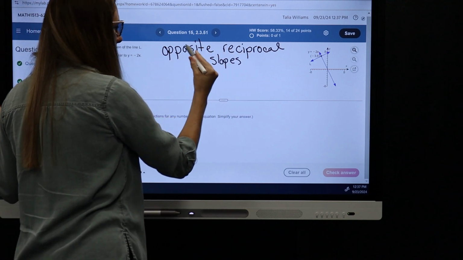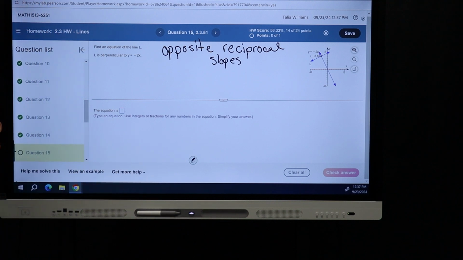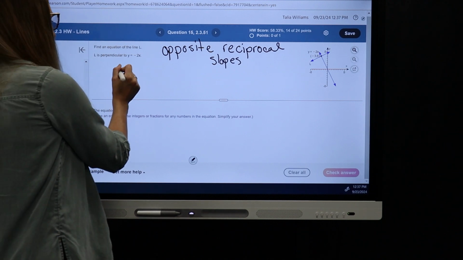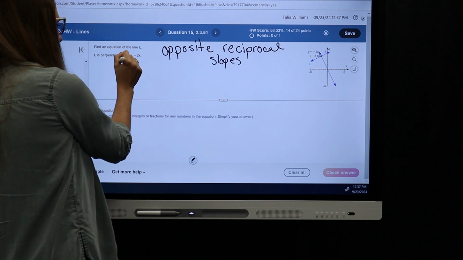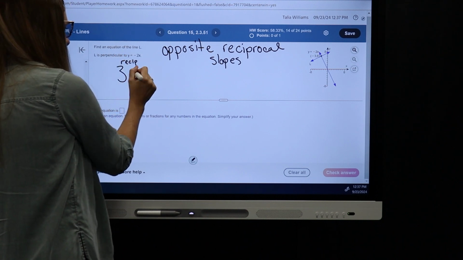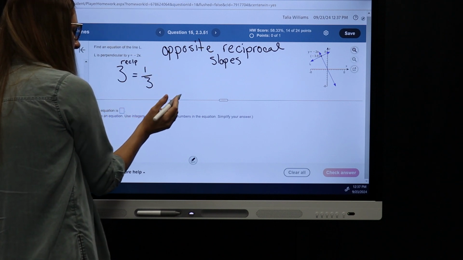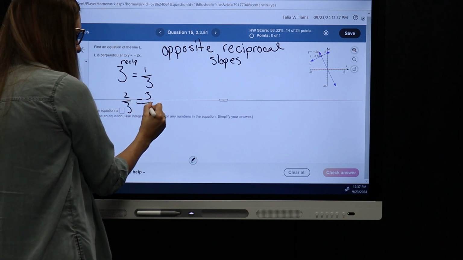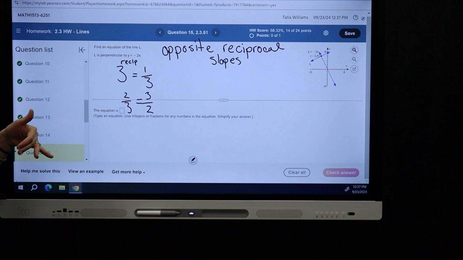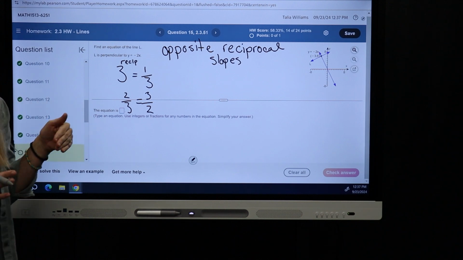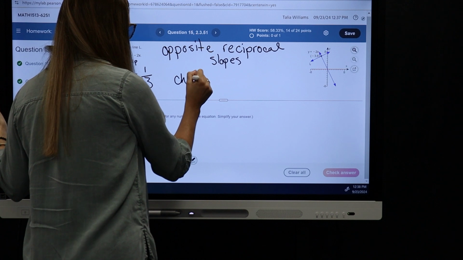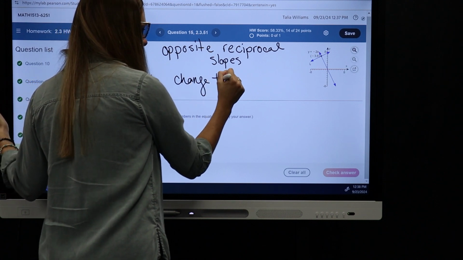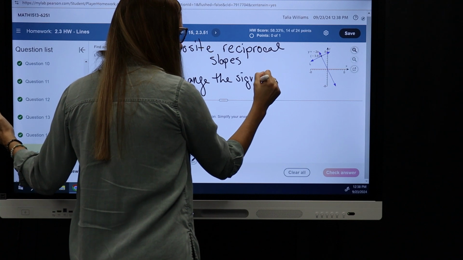All this means the opposite of something, if something is positive, it's now negative for it to be an opposite. If it's a negative, the opposite is a positive. Reciprocal, so if I had 3, the reciprocal would be 1/3. If I had 2/3, the reciprocal would be 3/2 because you just flip it. So opposite reciprocal, change the sign and flip.